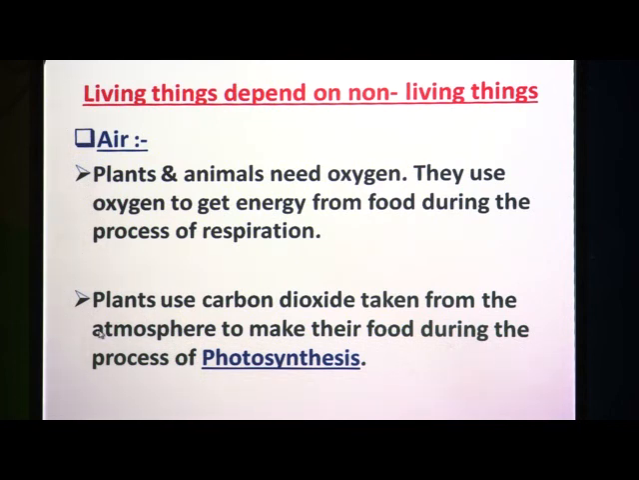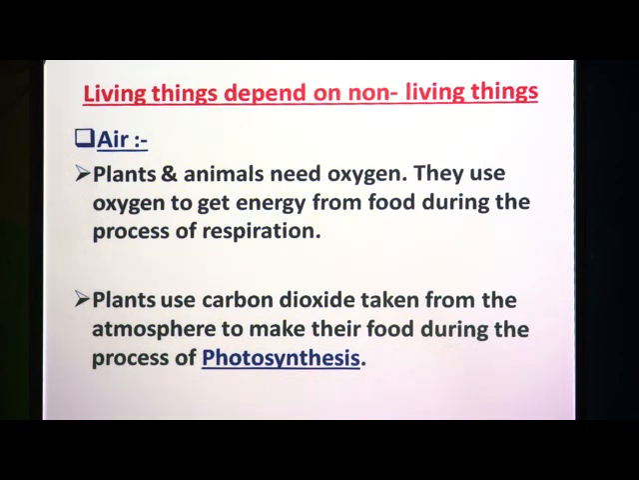That means plants use carbon dioxide taken from the atmosphere to make their food during the process of photosynthesis. As we know, what is meant by photosynthesis? Photosynthesis is the process of making food in plants with the help of carbon dioxide, sunlight, water, etc. So plants use carbon dioxide which they take from the atmosphere to make their food during photosynthesis.